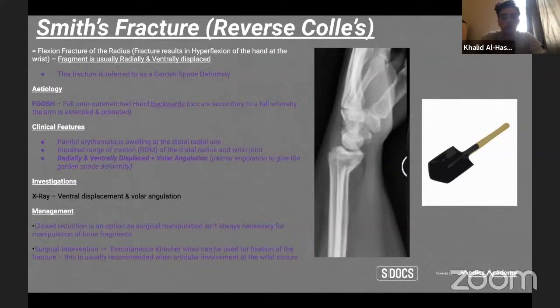Clinical features: it's painful and erythematous, with loss of motion, especially at the radiocarpal joint, also known as the wrist, and it is radially and ventrally displaced, plus volar or palmar angulation, to give the garden spade deformity. The investigation would be an X-ray, and the management would be closed reduction. Surgical manipulation isn't always necessary. In surgical intervention, we can also use percutaneous Kirschner wires in this case as well. This is usually recommended when articular involvement at the wrist occurs.